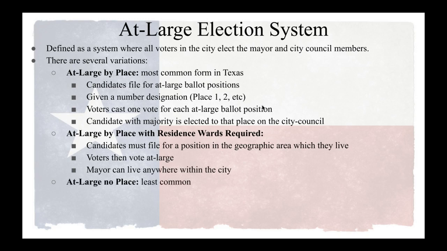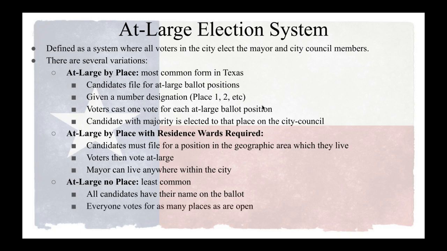And then there's at-large no place, which is the least common form utilized in Texas. All candidates seeking to run for election on the council have their names placed on the ballot. And everyone is going to vote for as many places as are open. So if there are 5 seats open and 10 people running, the top 5 candidates with the most votes are going to win. And with this method, it is not uncommon for a candidate to win with only a plurality or less than a majority. So the top vote getters will be elected to the open spots.